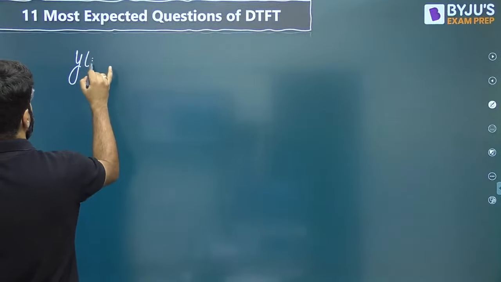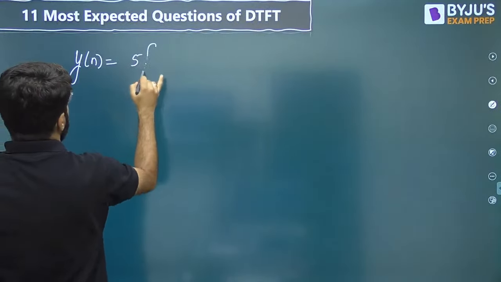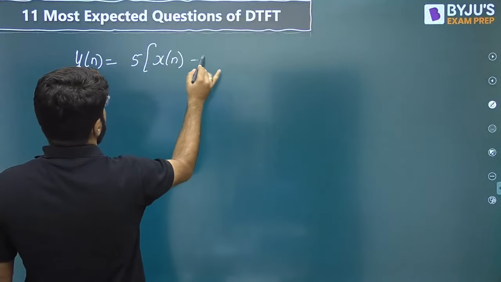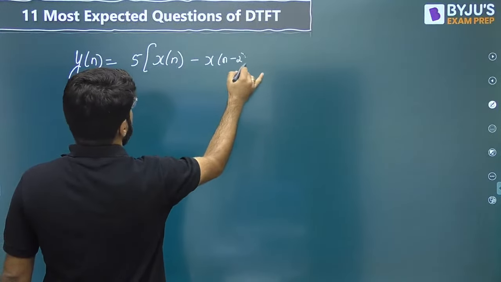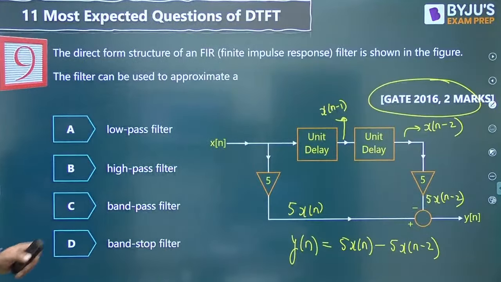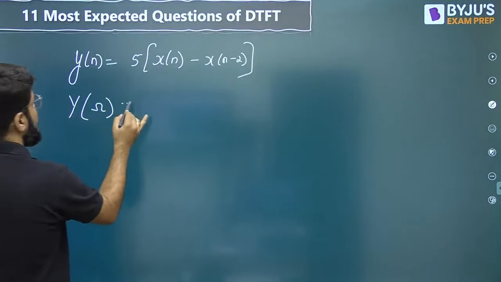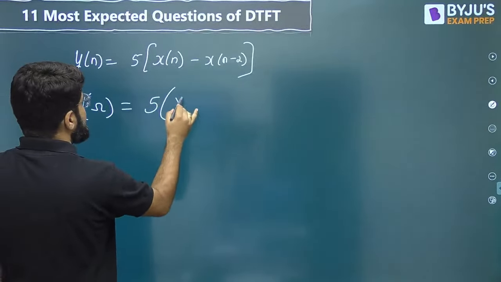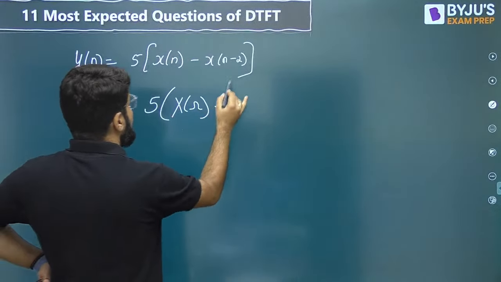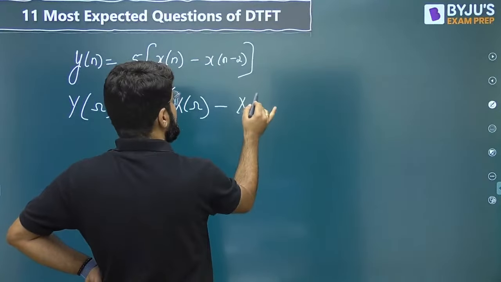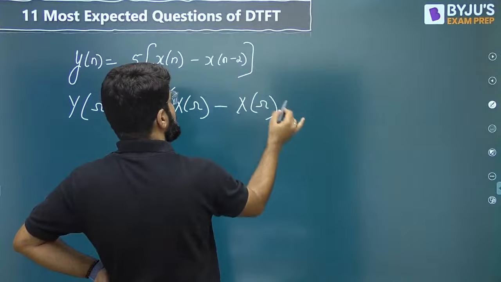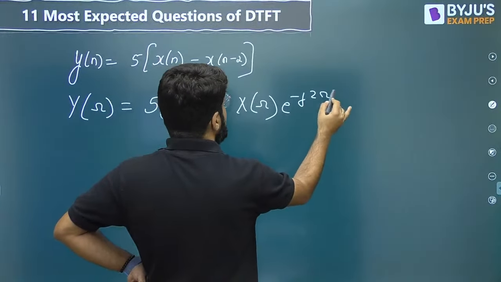So what is the y[n]? It is equal to 5. Let's take the 5 common. Then you are left with x[n] minus x[n-2], correct? So what should be the Y of omega? Converting into the DTFT, x[n] has the DTFT X of omega, minus time shift property, X of omega, n minus 2, so e power minus j2 omega, phase term.